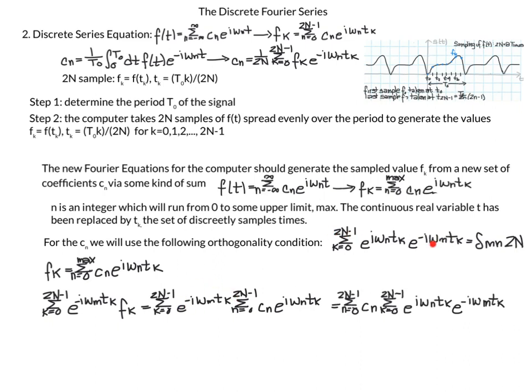To use this particular condition, I want to move my e to the i omega m t_k next to e to the i omega n t_k, but I can do that. So I first pull out my c_n summation, and then I have my k equals 0 to 2N minus 1, e to the i omega n t_k, e to the minus i omega m t_k. These two summations are kind of like an inner summation, so we're still summing over all these n's.